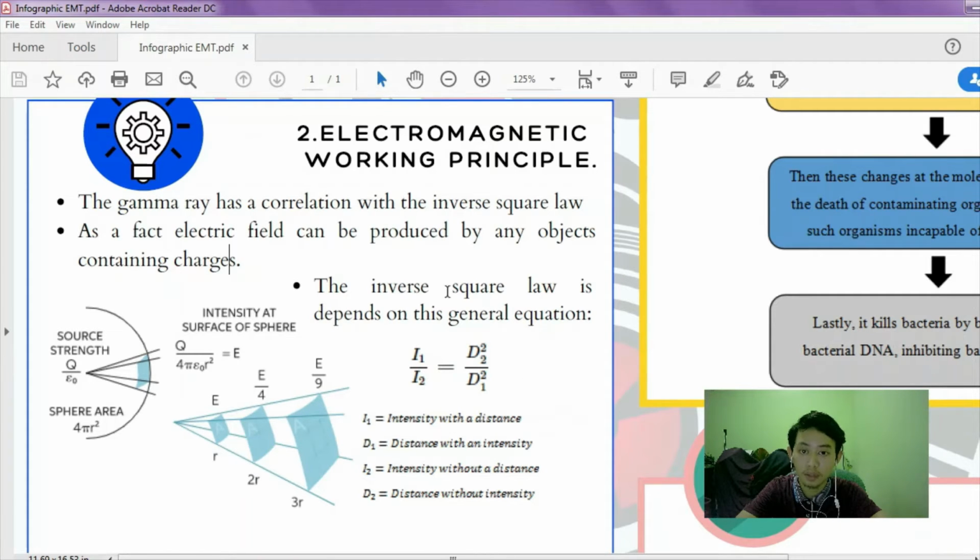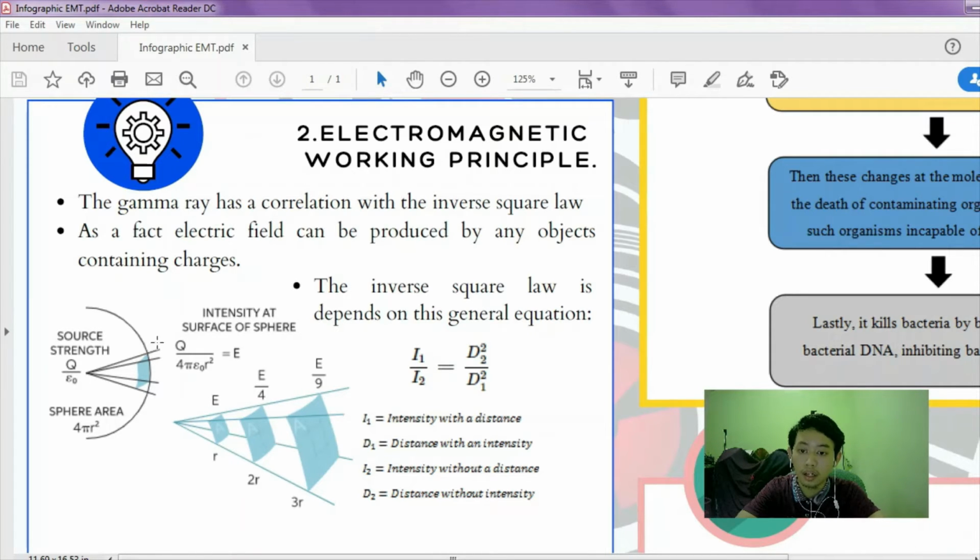I will explain the second part, which is the electromagnetic working principle. We know that gamma rays are the most energetic rays in the electromagnetic spectrum, and during the sterilization process, the gamma rays are emitted from one point source. As we can see in the poster, the point source will emit or spread equally in all directions without a limit to its range, because gamma rays can travel tens of yards and even more in air.